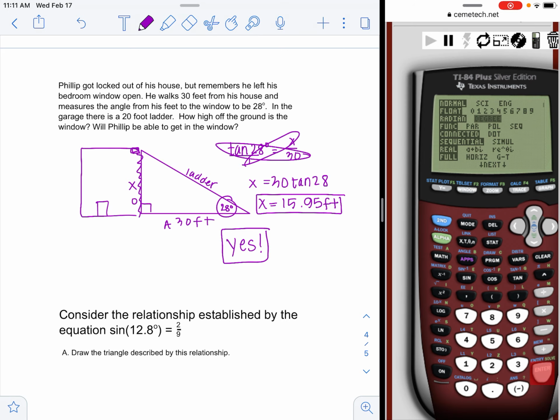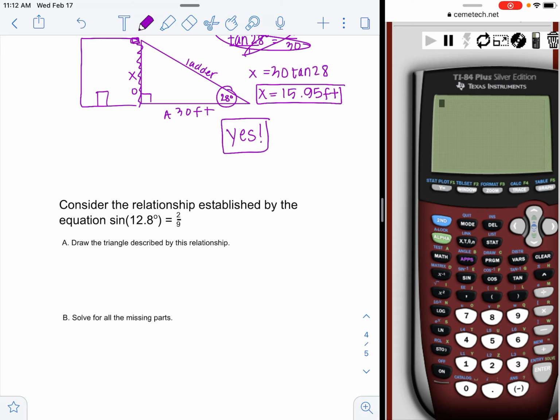And I just reset my calculator again on accident. Boo. Mode. Radian. That's what you get for using an online calculator, right?